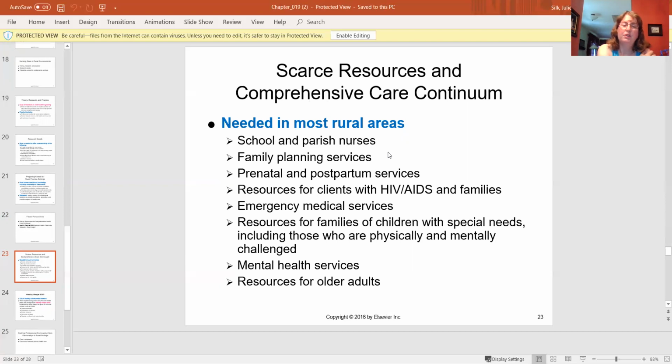Family planning services, prenatal and postpartum services, resources for clients with HIV and AIDS, emergency medical services, that would be great. Resources for families of children with special needs, including those who are physically and mentally challenged, mental health services, and resources for older adults.